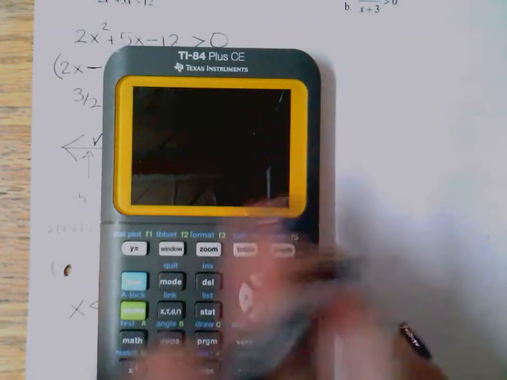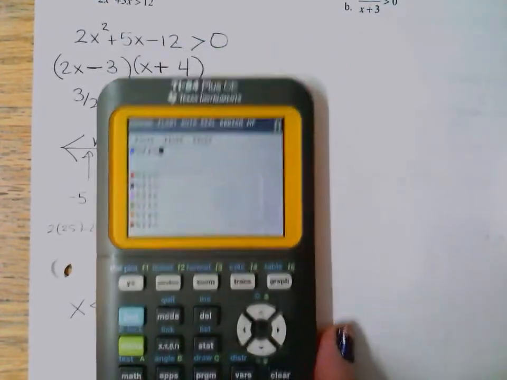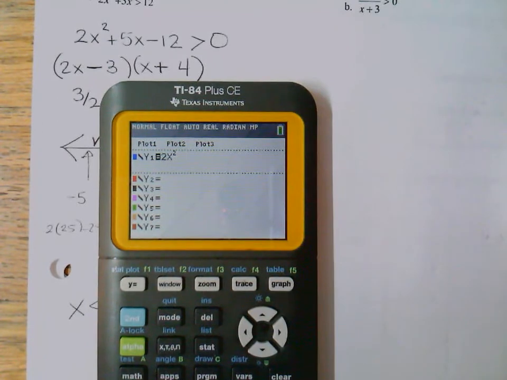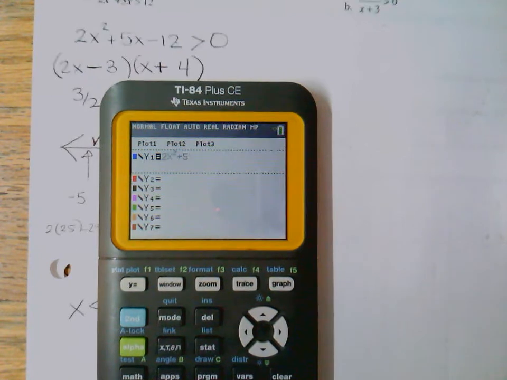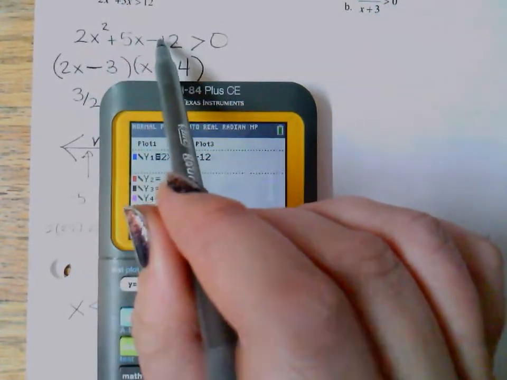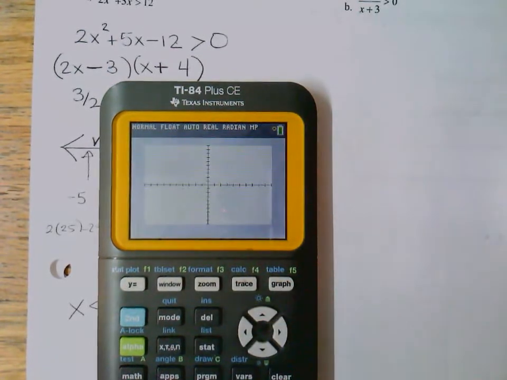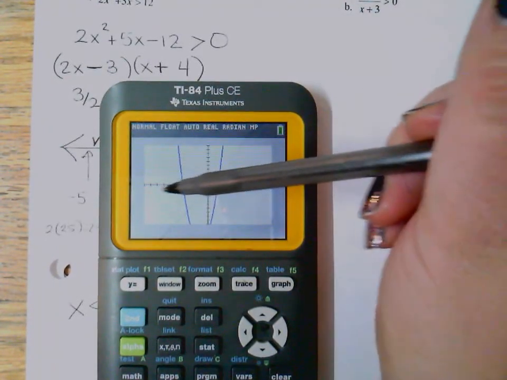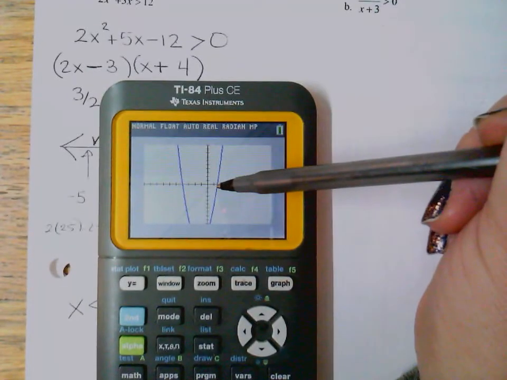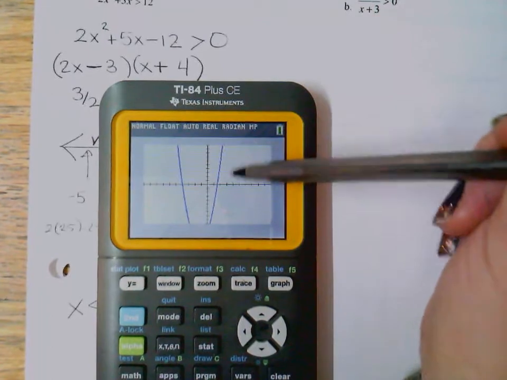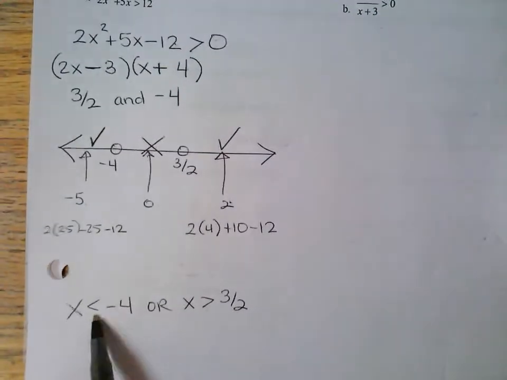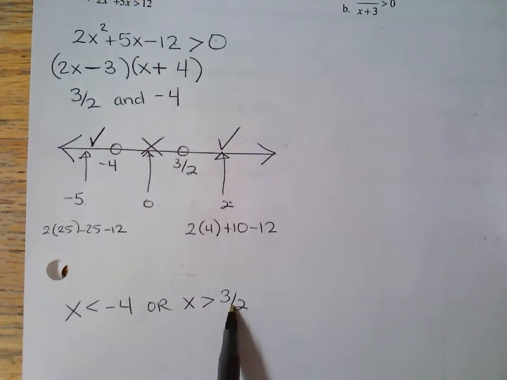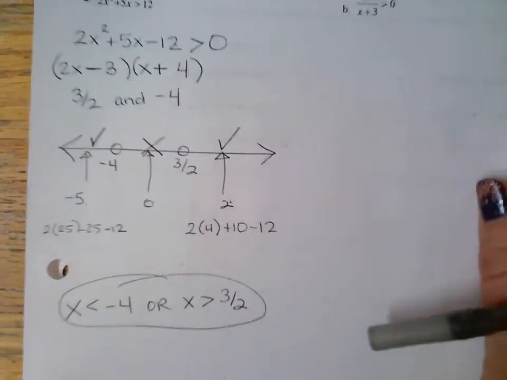And what does that actually mean? So when I look at my y equals and I plug this in, 2x squared plus 5x minus 12, I'm going to plug in the new one that I got when I solved it. And I'm just going to look at that parabola. I want to see where it is above the x-axis. So coming off of this x-intercept, when it's to the left of negative 4, and to the right of this x-intercept, so when it's to the right of 1.5. So that's what this says, when x is less than negative 4 or x is greater than 1.5. So that's the solution to that inequality.